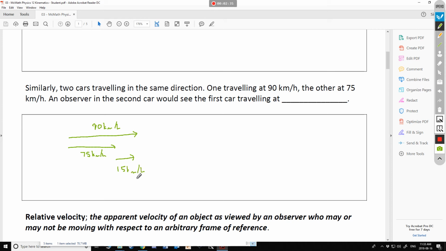Just the subtraction of the two. So how do we get that? We have 90 minus 75 is equal to 15. In the previous one, we had 80 plus 80 is equal to 160. Right? So in this case, 15 kilometers per hour. The previous one was 160 kilometers per hour.